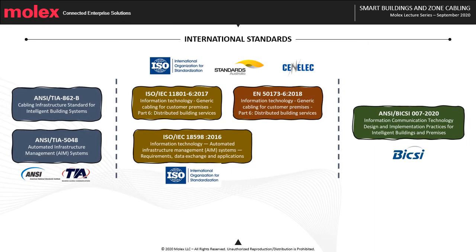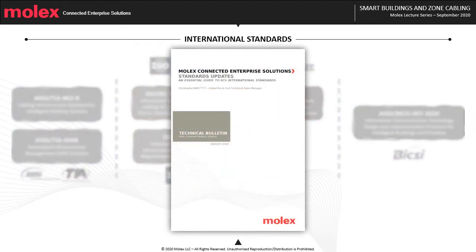Now, what do standards say about that? There are three main groups of standards that address intelligent building systems. You've got the traditional ANSI TIA standard body, and then you've got also ISO, IEC, and CENELEC, and finally, last but not least, ANSI BICSI as well. Now, I'm not going to spend too much time on these standards because they are all covered in great detail in our latest standards updates technical bulletin, in which you will find all the information you need to know about these trends.